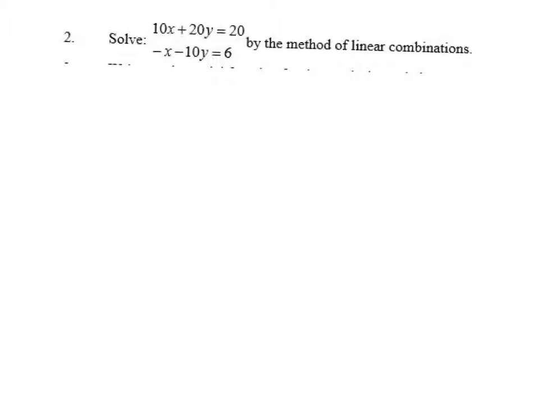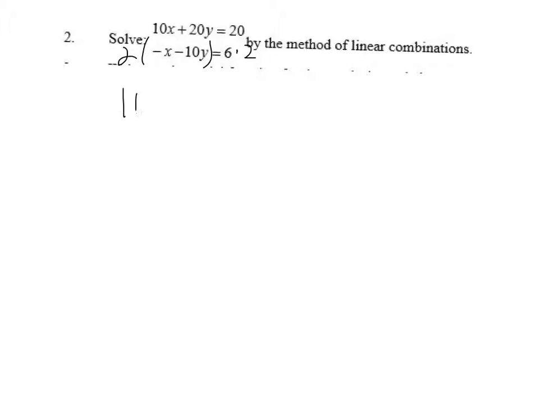So to solve this system by linear combinations, what we want to do is be able to add these equations together and get rid of one of the variables temporarily. I'm noticing this is negative 10y and that's positive 20y. If this were negative 20y, that would combine really nicely. So what I'm going to do is multiply both sides of this equation by 2.